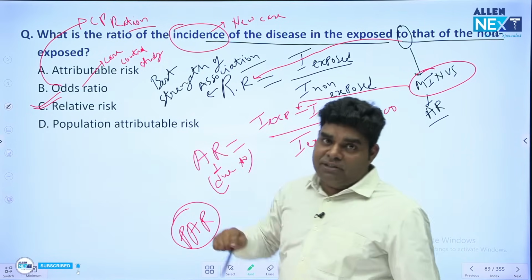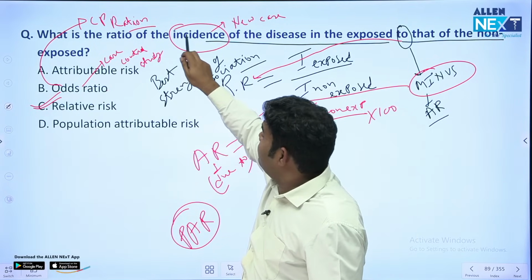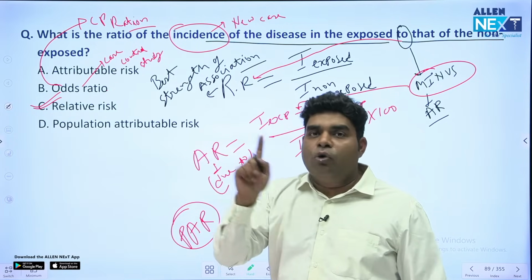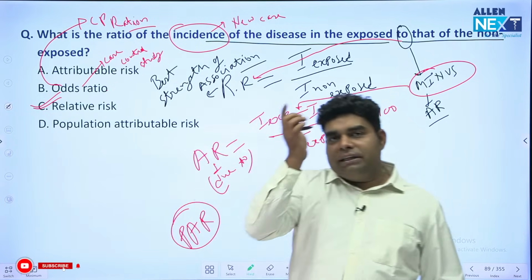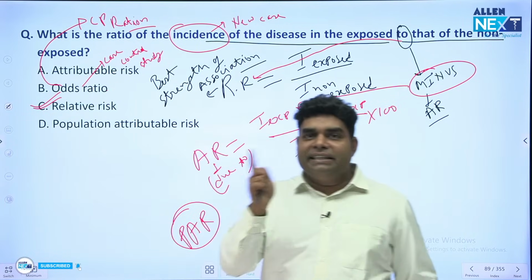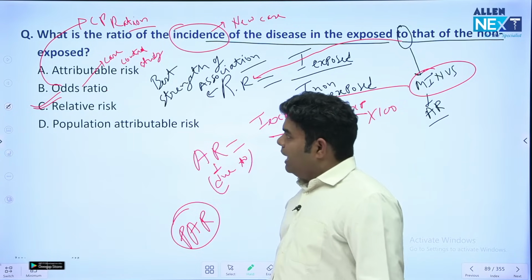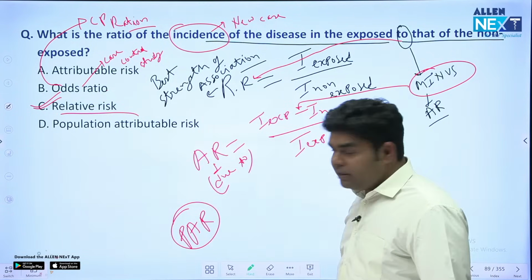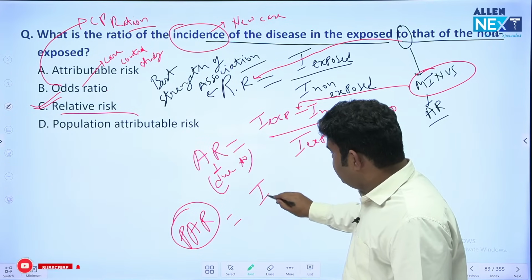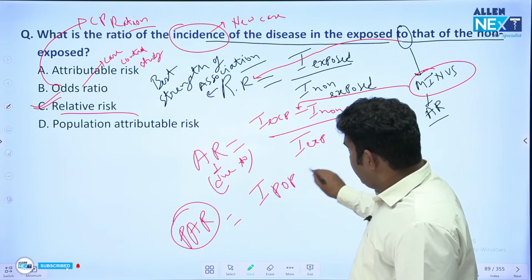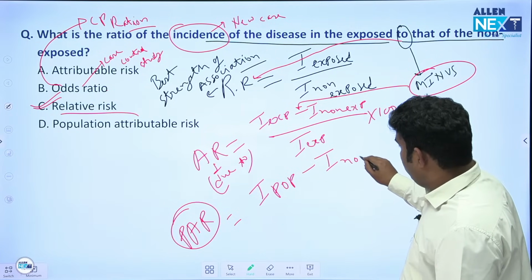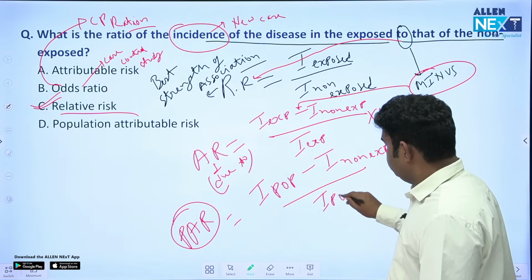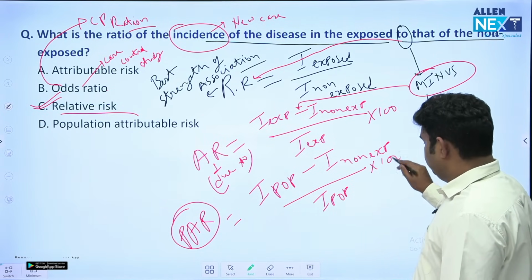It cannot occur in the past. So case control can never find incidence. Incidence can only be found in a cohort. That is why a cohort study is also known as an incidence study. So the answer is relative risk here. And what is the formula of population attributable risk? We write incidence in population minus incidence in non-exposed by incidence in population into 100.